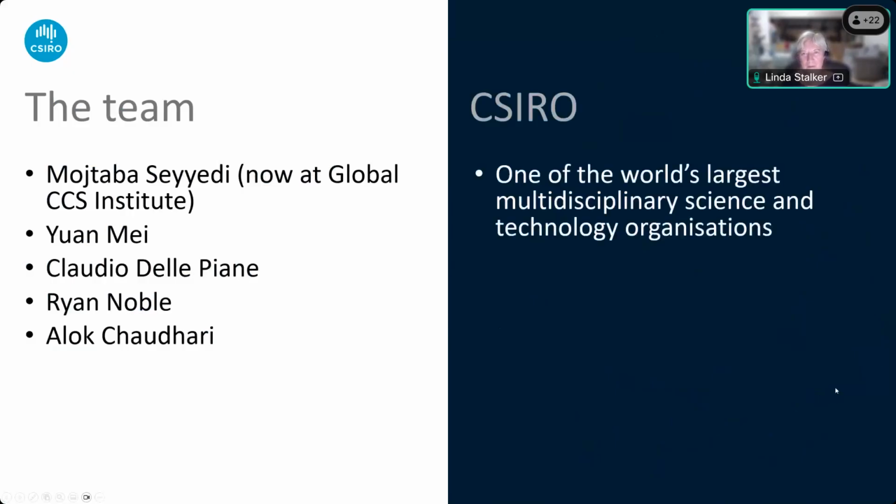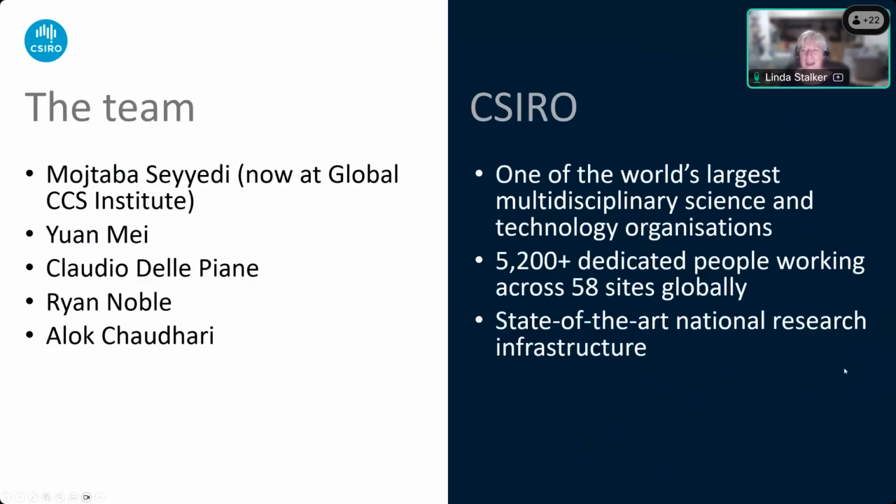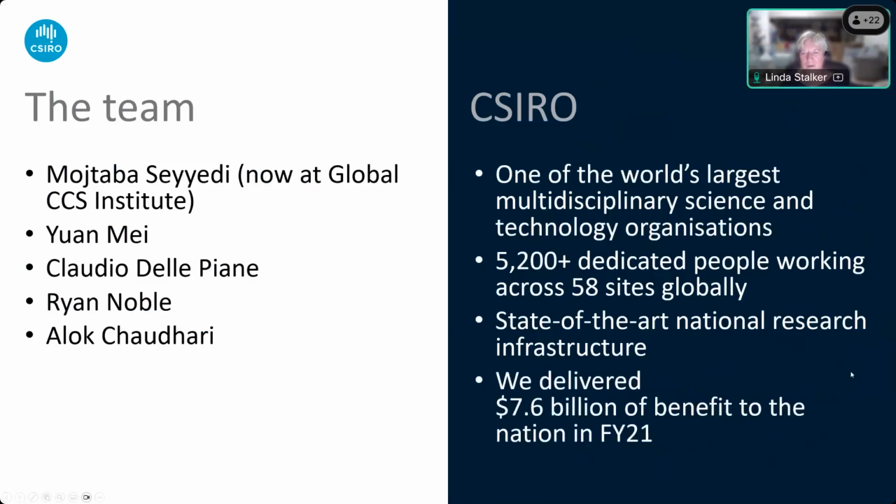I thought it was probably worth mentioning briefly what CSIRO is. It's the Commonwealth Science and Industrial Research Organisation, which is a Commonwealth or federal government agency for research. It's one of the world's largest multidisciplinary science and technology organisations, with over 5,000 dedicated people working across 58 sites, most of them in Australia, but a few globally. We are very fortunate that we get a lot of state-of-the-art national research infrastructure to play with as we go along. They've measured that we've delivered 7.6 billion Australian dollars to the benefit of the nation in the financial year for 2021. But we are a bit of a unicorn. There's not many federal or national agencies quite like this.